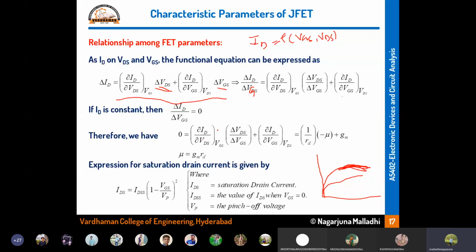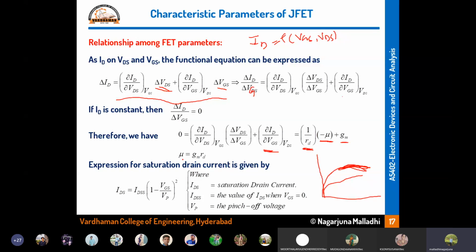So now this part you can simply make it 0, that equals ∂ID/∂VDS. Actually ∂VDS by ∂ID is rd, but now current by voltage means I can write it as 1 by rd into VDS by VGS. VDS by VGS is minus mu. According to the definitions, ID by VGS is gm.